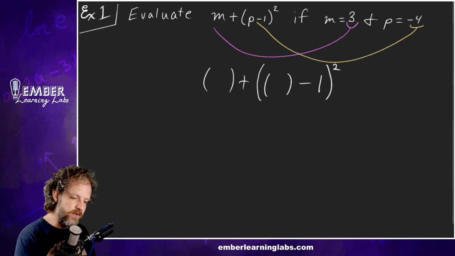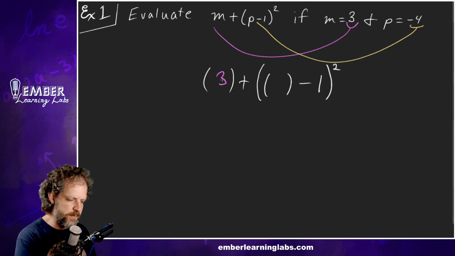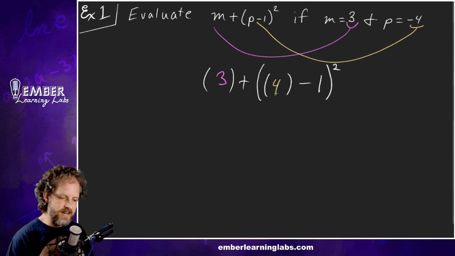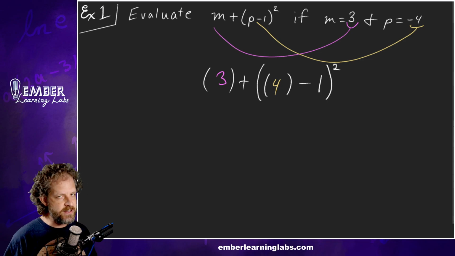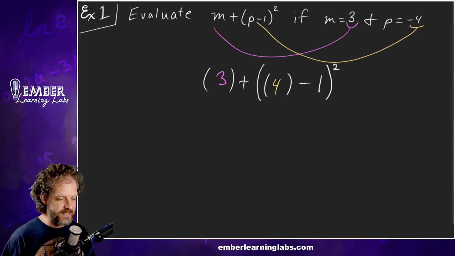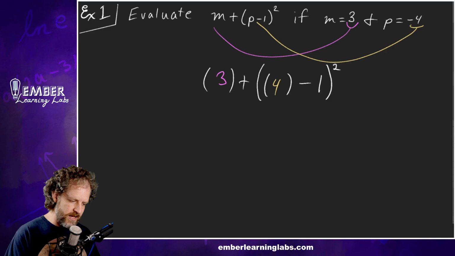So right here where we've replaced the m with parentheses, we're going to put a 3. And for where the p is, we're going to put a 4. Now, again, I'll highlight even more why we put these parentheses, because I want you to make sure that you understand.